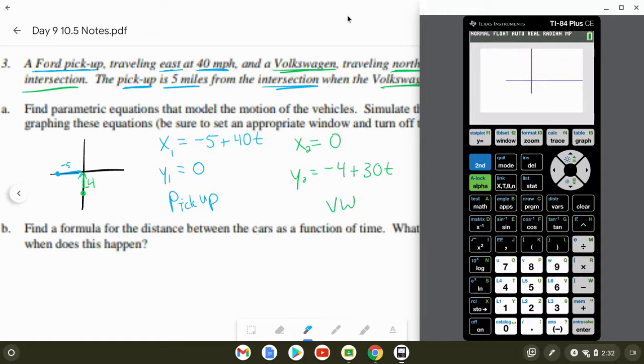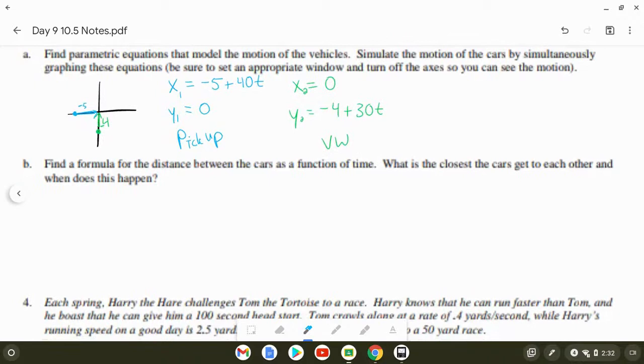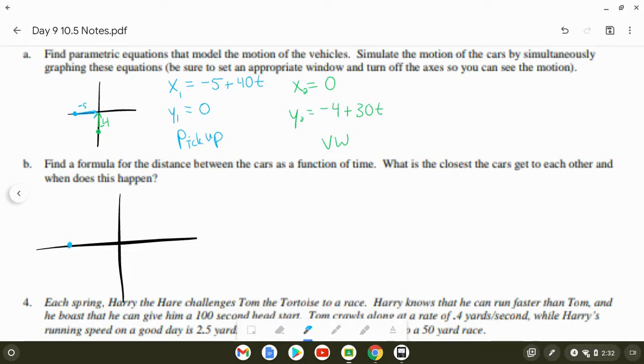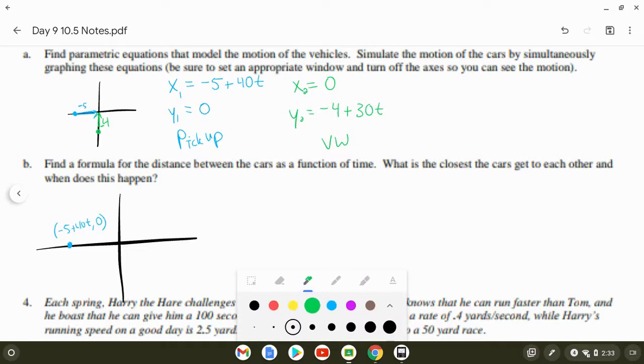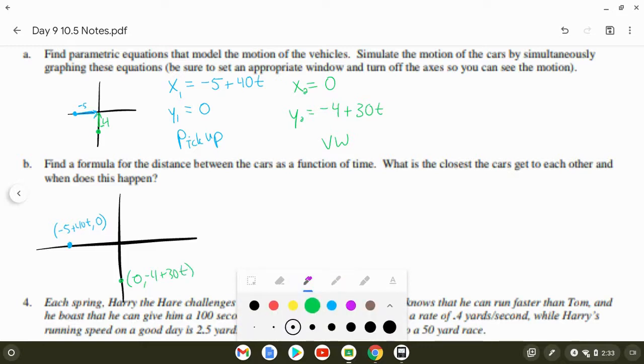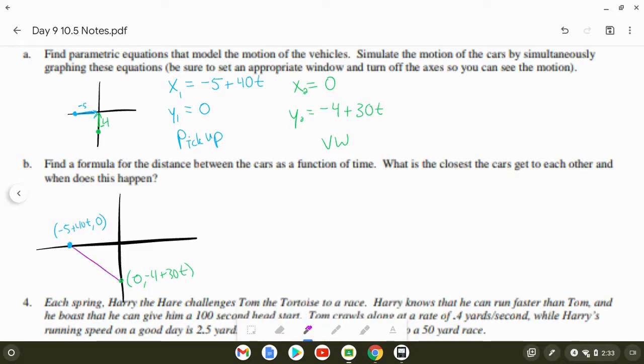Now, if we go and check out part B, find a formula for the distance between the cars as a function of time. So we did this in the past here. Remember, we have, what do we do? Blue for the pickup. So over here, this is the starting point of the pickup. So we have -5 plus 40t. That would be whatever x value we have, and then 0 for the y. And then for the Volkswagen down here, we would have 0 for the x, and then -4 plus 30t for the y.